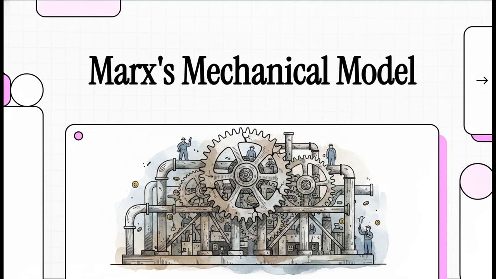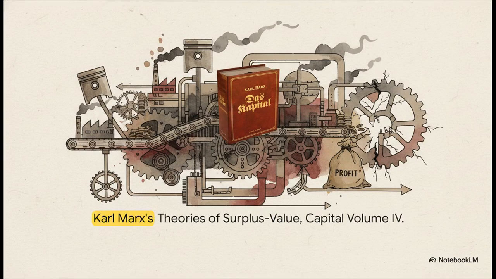Welcome to this explainer. We're unpacking the intricate mechanics of a highly influential, yet notoriously complex economic model today. We are looking directly at the economic engine that shapes our modern world, examining its gears, its fuel, and its structural stress points through a very specific historical lens. Let's jump right in. We're diving straight into Karl Marx's theories of surplus value.